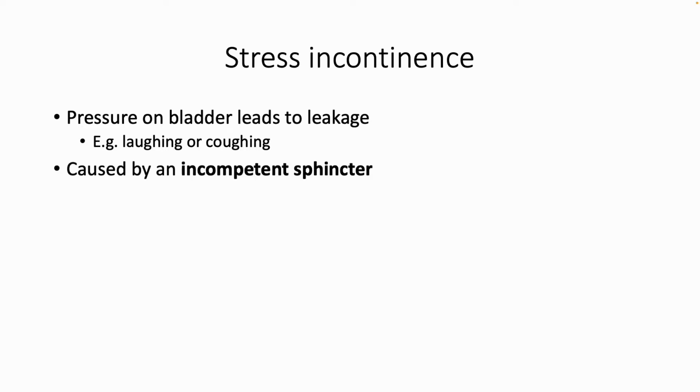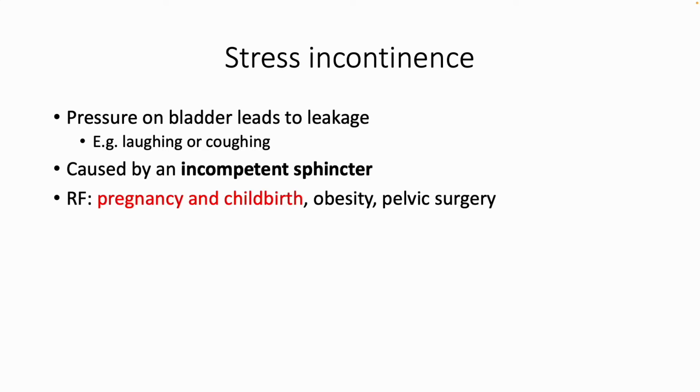It is caused by an incompetent sphincter, and some of the risk factors for stress incontinence are pregnancy and childbirth, especially vaginal deliveries, obesity and pelvic surgery. But pregnancy and childbirth would be one of the main clues to look out for in history.